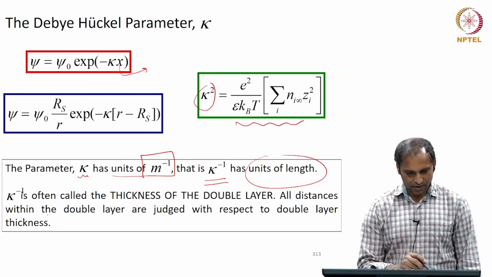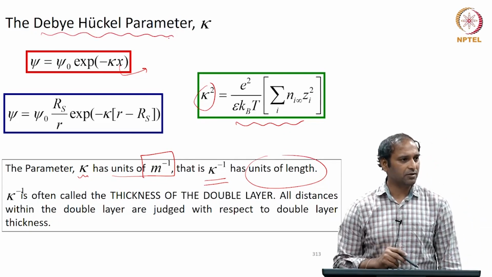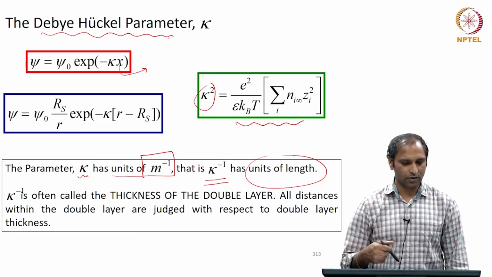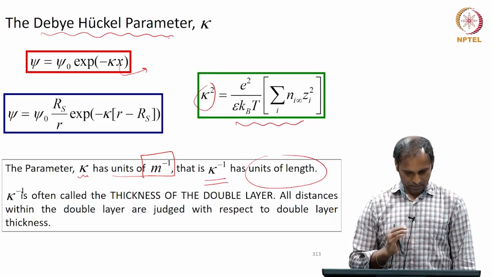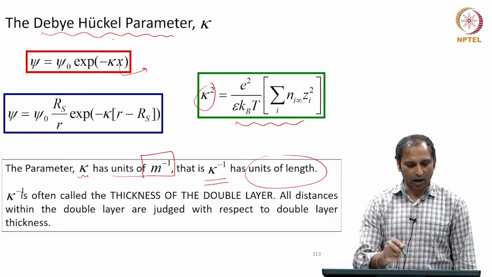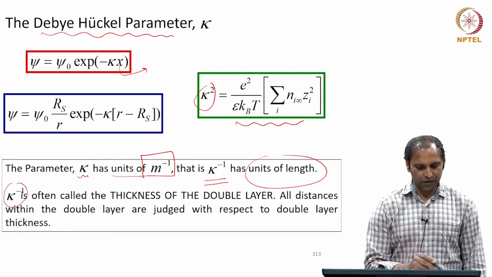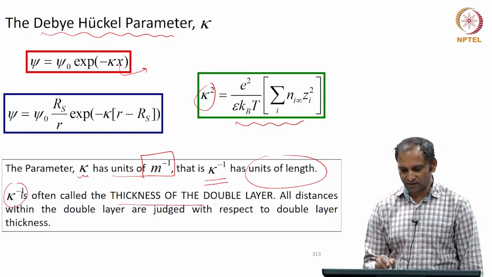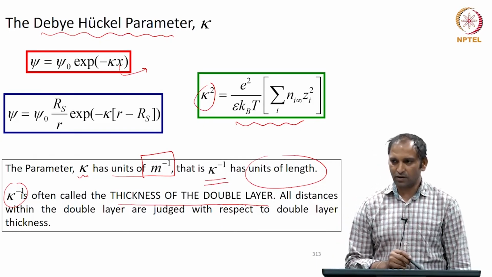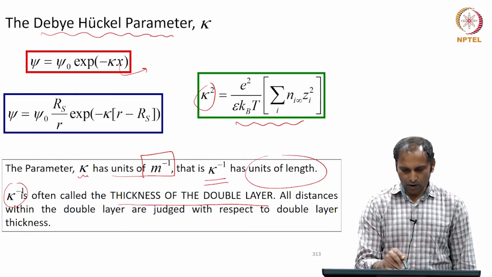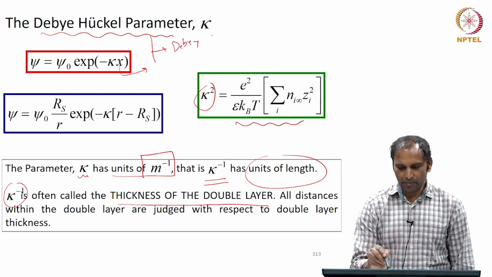This kappa is what is called the Debye-Huckel parameter. That is because this comes out when you are looking at the Debye-Huckel approximation, the low potential case. That is why it is called the Debye-Huckel parameter, and people often refer to kappa inverse as the thickness of the double layer. Thickness of the double layer. People also call this parameter as Debye.